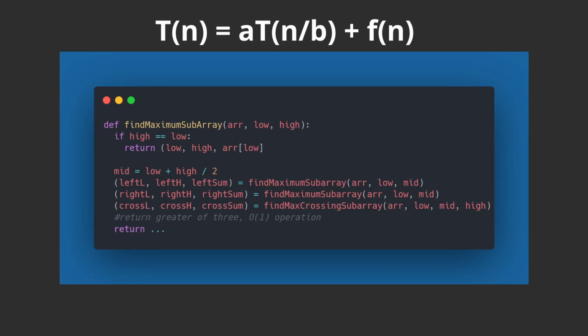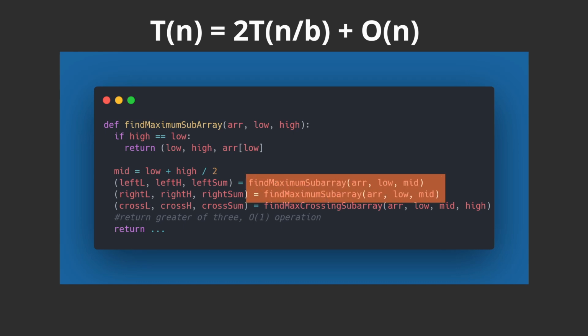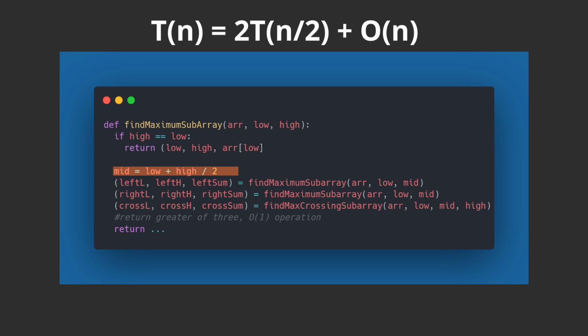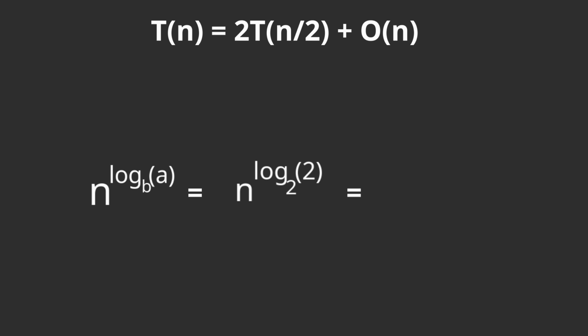Let's run it on some examples. Here I have the pseudocode for an algorithm that finds a maximum subarray. And I will tell you that this find maximum crossing subarray is equal to big O of n. So our function is equal to 2 because we're calling the recursive step twice, n divided by 2 because we're dividing the problem size in half, plus big O of n. N raised to the power of log base 2 of 2 is equal to n. This is equivalent to our combined step, which is big O of n. So in this case, it is case number 2. And our runtime is equal to big O of n log n.